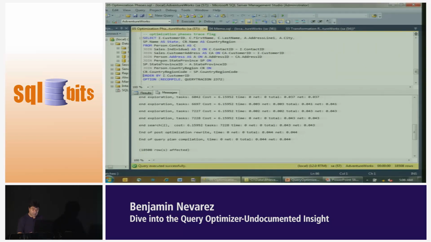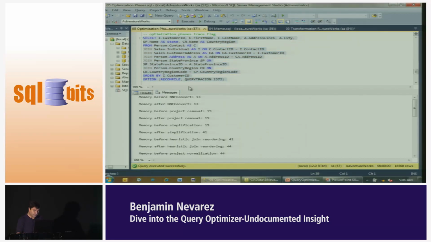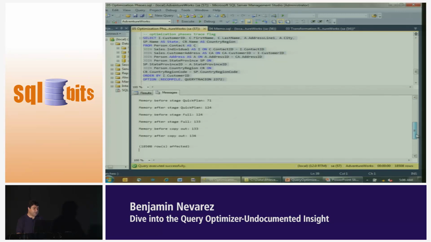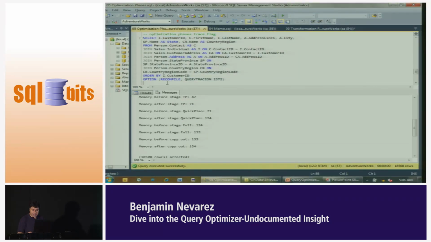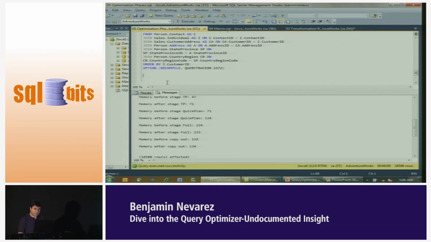There's another trace flag that you can use, like in this example. And it also shows information about, this is about memory, but probably we are not interested in memory, but we want to see the optimization phases. In this case, we have transaction processing. Search 1 is also called quick plan, and the full optimization here. So you can take a look at those trace flags and take a look at the output.